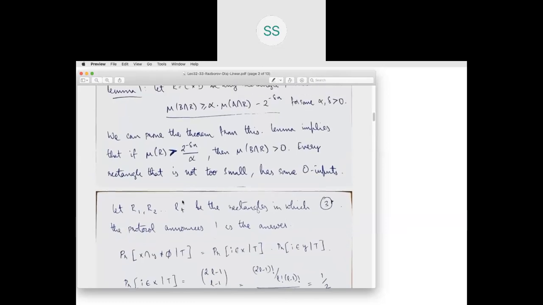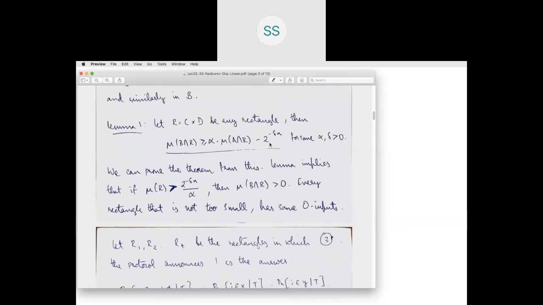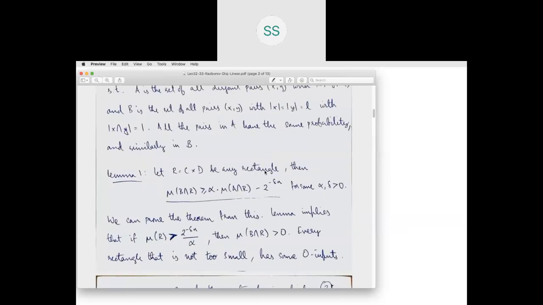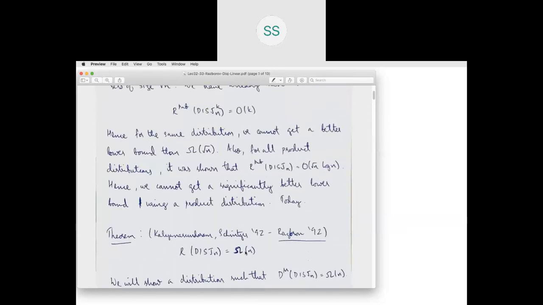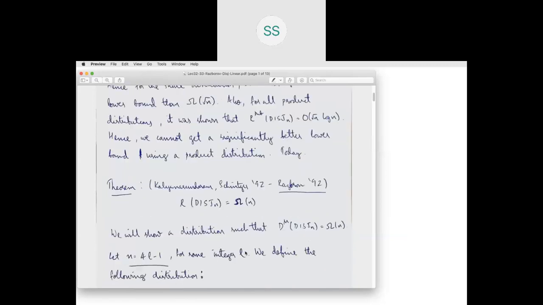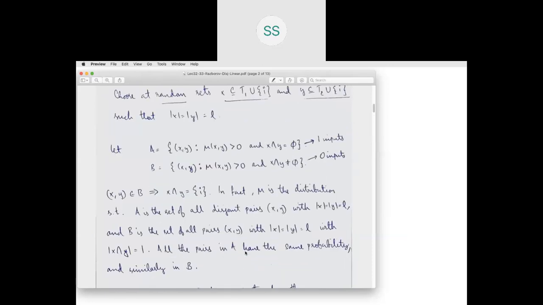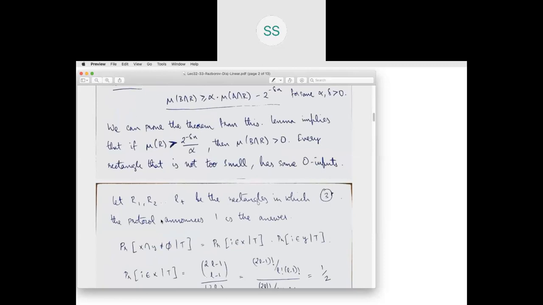Okay, so first we will prove the theorem using this lemma, and the rest of the lecture is going to be the proof of this lemma. So first we are going to prove the theorem, that the randomized complexity of disjointness is at least linear. In fact, we are going to argue on the distributional complexity. So for this distribution, let's assume that there is a deterministic protocol which has a low error. For that deterministic protocol, let R1, R2, etc., RT be the rectangles for which the protocol announces 1 as the answer.